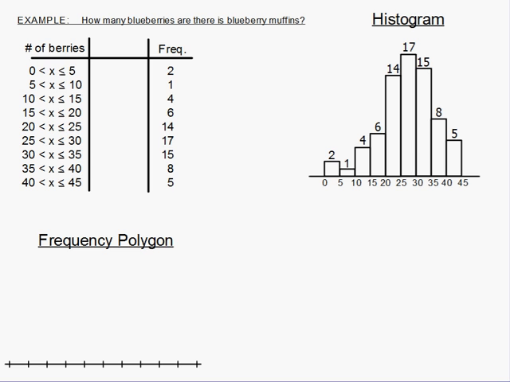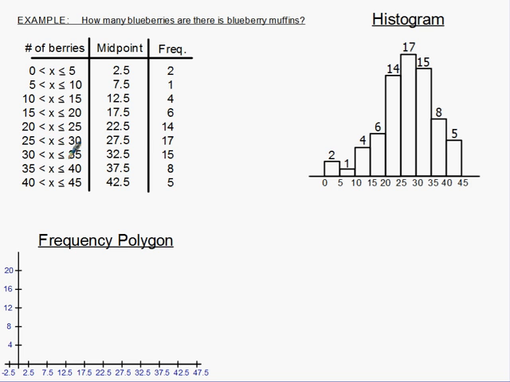Well, what we need to do is, first of all, move our frequencies over. We need a little bit of space, because for a frequency polygon we really need xy coordinates, and the x is going to be the midpoint of the intervals. So we actually have to get the midpoint, which is just the average of the ends of the interval. Those become your x-axis coordinates, and then the y is your frequencies. Our biggest frequency is 17, so I went up to 20.